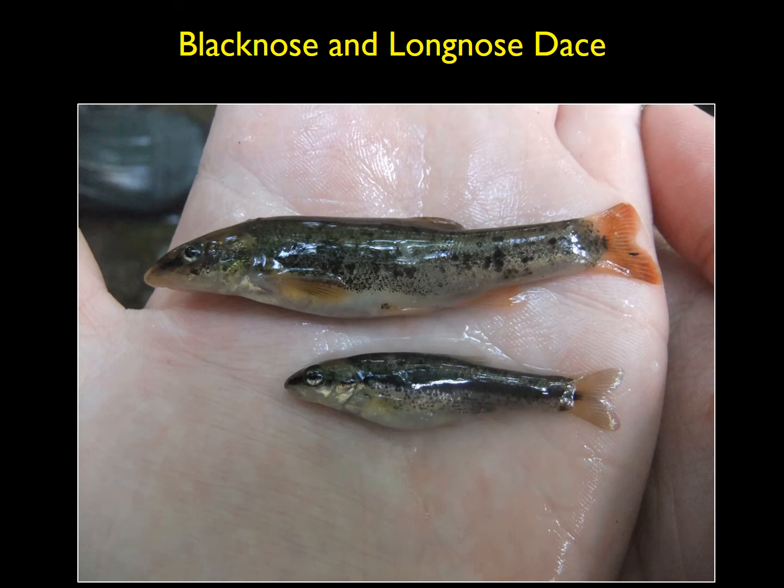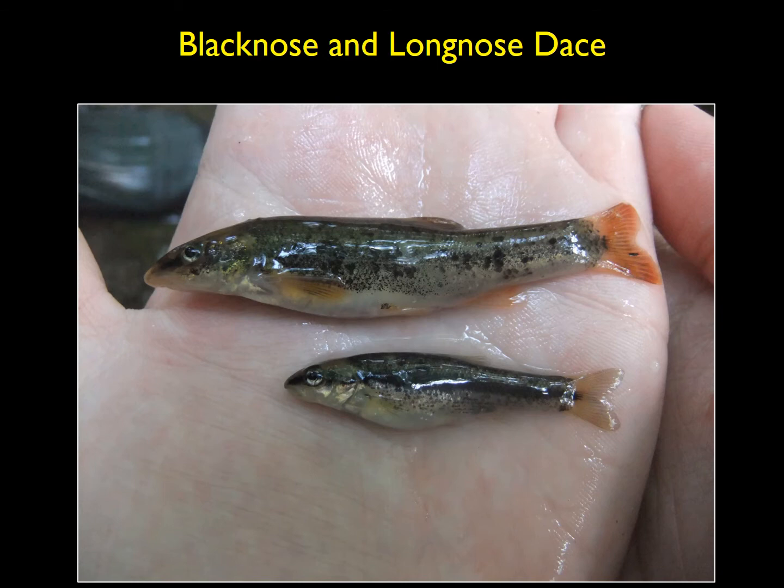So the dace, blacknose and longnose dace. We saw a longnose dace in Beachy Creek. Blacknose dace, I believe we saw in Sweeten Creek. So both of these have very, very tiny scales. You can hardly see the scales there at all.